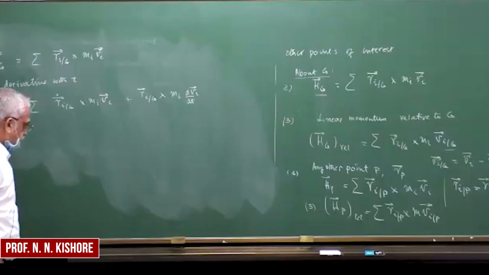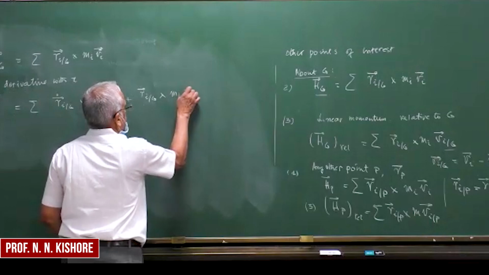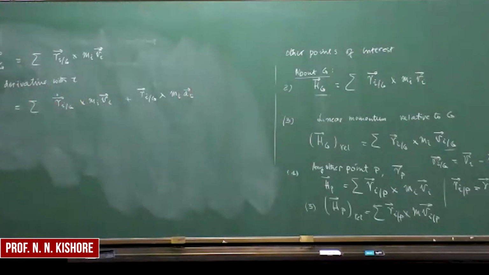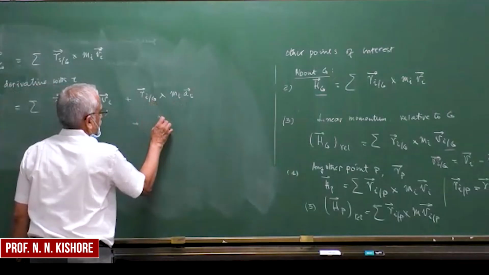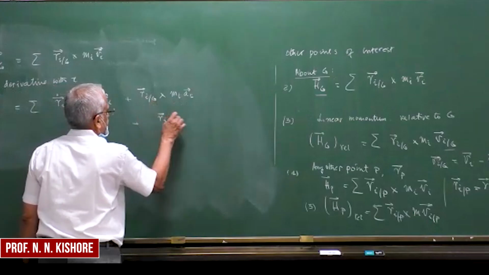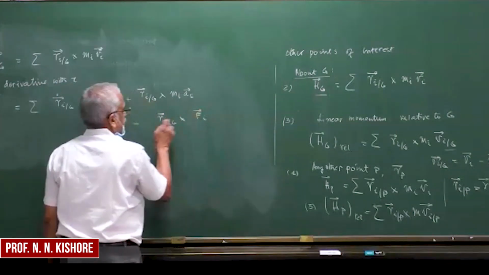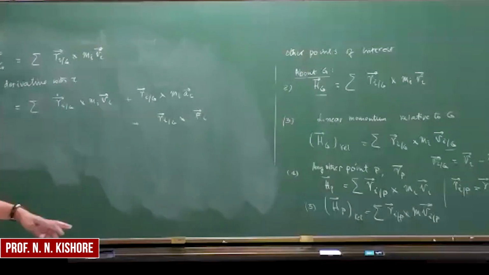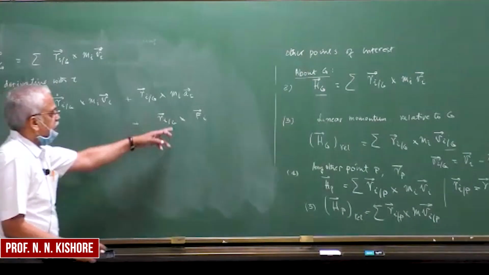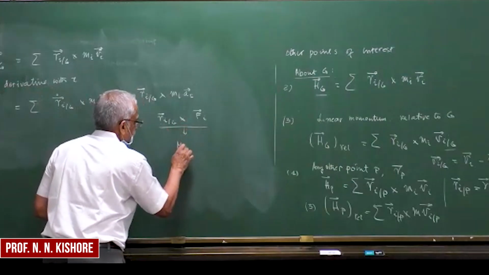Now that you know it, I'll just replace it by AI. So this is nothing but very clearly RiG times, put in the external. Now we know that the internal forces' moments contribute 0. So what is this? This is nothing but the moment of all the forces about G.